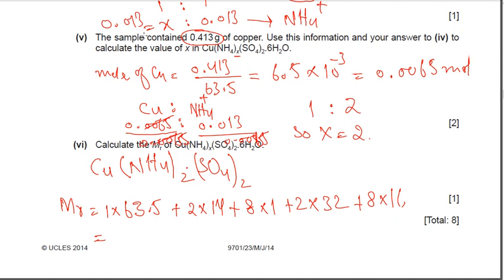So the answer is, one minute, 63.5 plus 28 plus 8 plus 64 plus 8 times 16. The answer is 291.5. You have to calculate it properly. Understood? So in this way you can calculate.